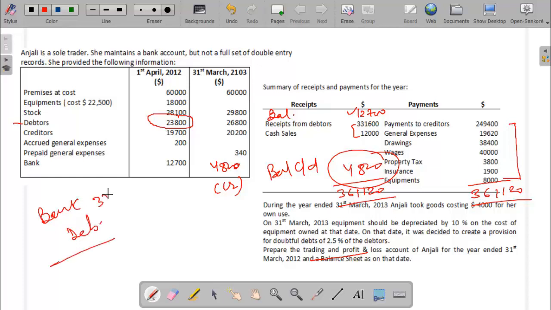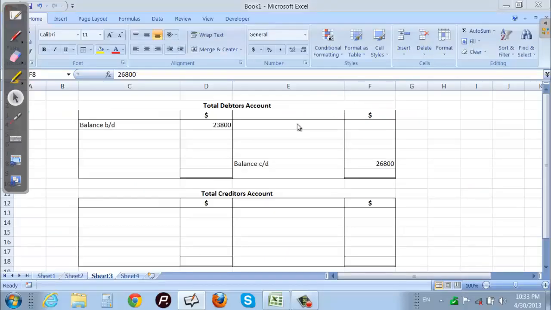So it will be $3,31,600 as we are getting money. And as debtors account is credited, this entry will be posted on the credit side of the debtors account. On the credit side we will write bank.